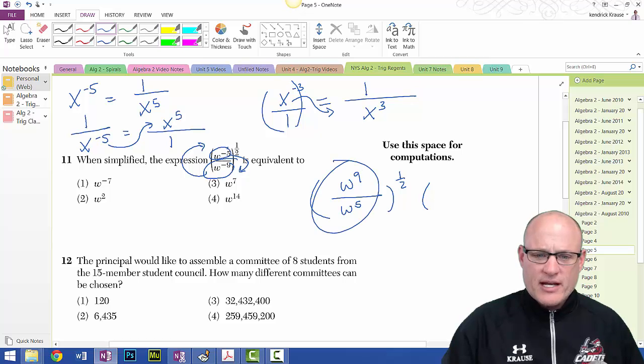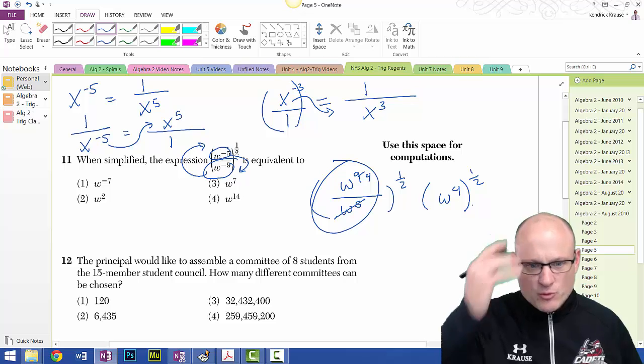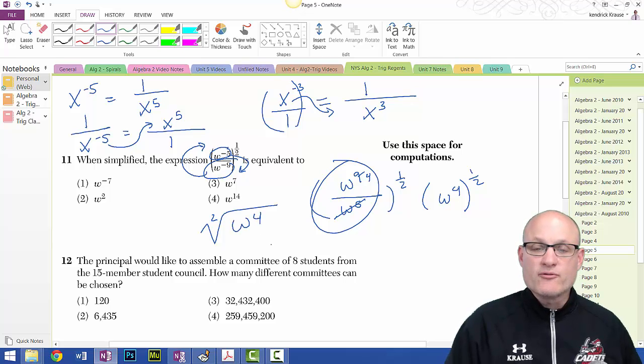When you have the same base and you're dividing, you just subtract. Or you could say 5 of these, we'll get rid of 5 of those and leave me w to the 4th. So what does this 1/2 exponent mean? You have to remember this. It's something you have to commit to memory. 1/2 really means a square root, I don't have to put a 2 there. So really what we're doing is taking the square root of w to the 4th, and that's w squared.